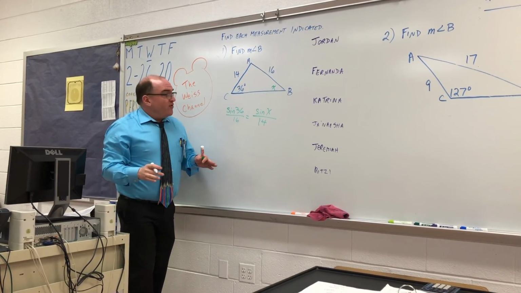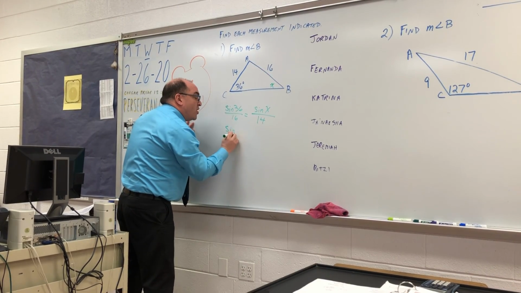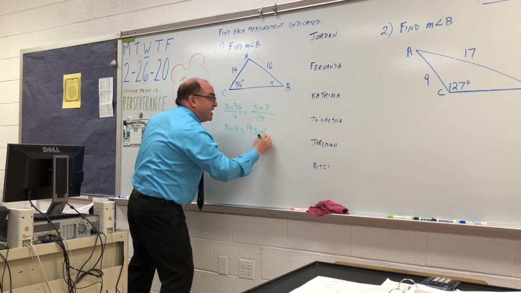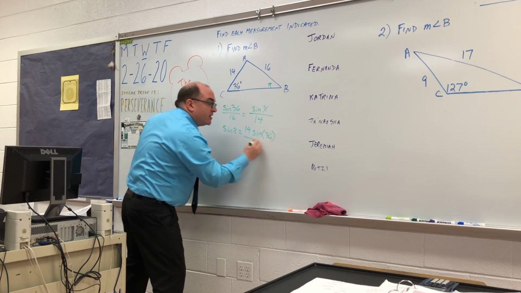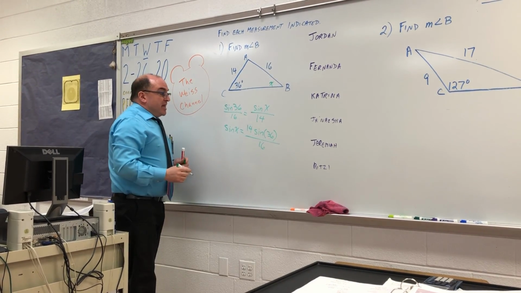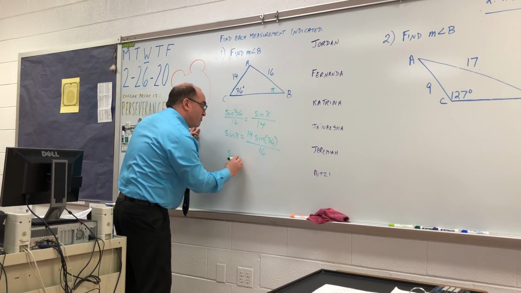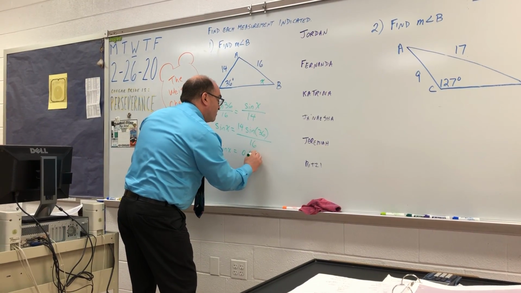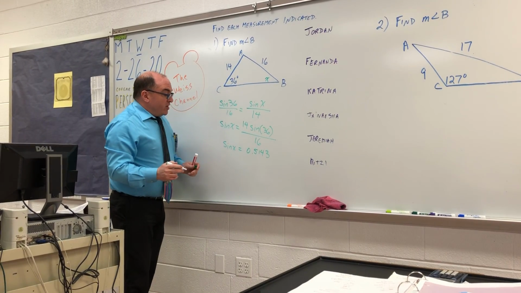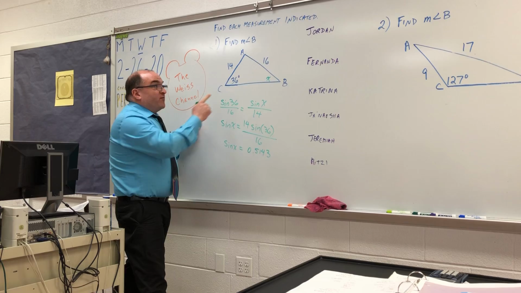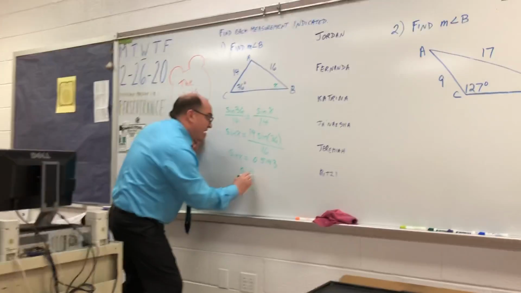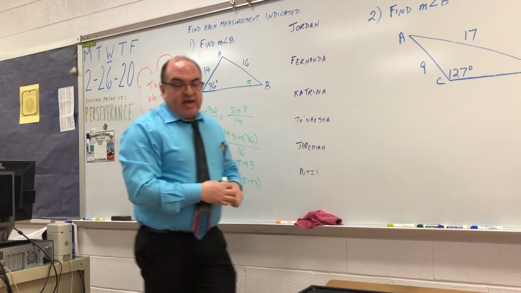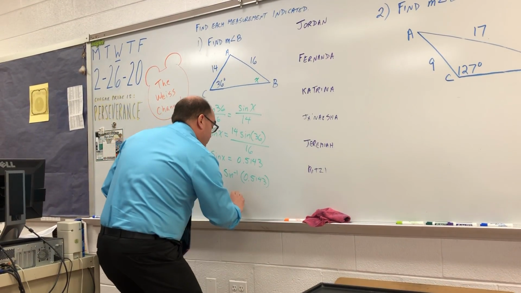Now, just like we've done before, sine of x, we're still going to cross multiply. 14 sine 36, don't forget to close the parentheses on your calculator, divided by 16. Now, when you do that, you should get 0.5143. Because we're finding an angle, we're going to do inverse sine. Inverse sine of 0.5143. And when you do that correctly, you're going to get 30.95 degrees.